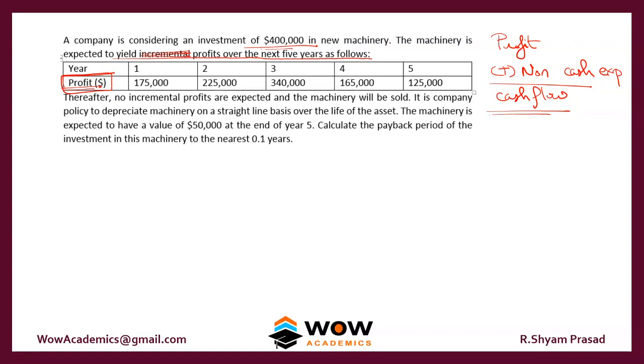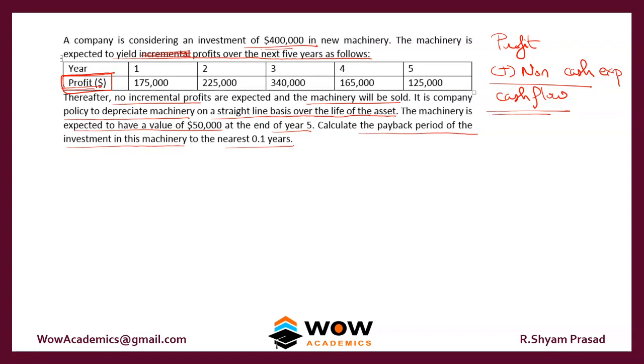So we'll read it. Thereafter, no incremental profits are expected and the machinery will be sold. It is the company's policy to depreciate machinery on a straight line basis over the life of the asset. The machinery is expected to have a value of 50,000 at the end of the 5th year. Calculate the payback of the investment in this machinery to the nearest 0.1 years.